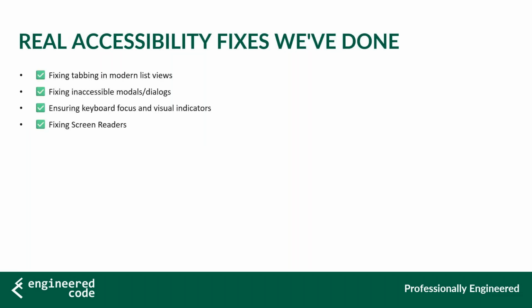So what are some of the things that we've done at Engineered Code? The first example is, we've fixed tabbing on list view action buttons. One of the projects that I worked on, and actually the demo that I'll be presenting today, is that the modern list view in Power Pages doesn't have accessible action buttons at the top. And we've fixed the tabbing issues on those buttons.